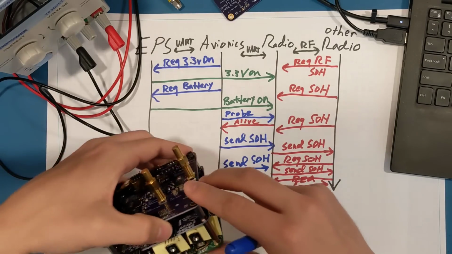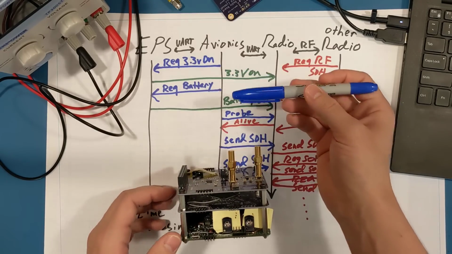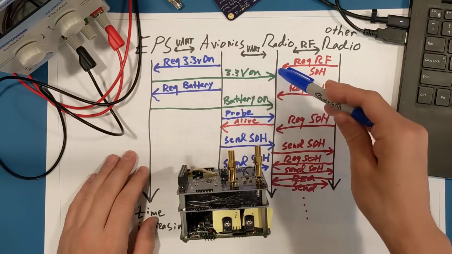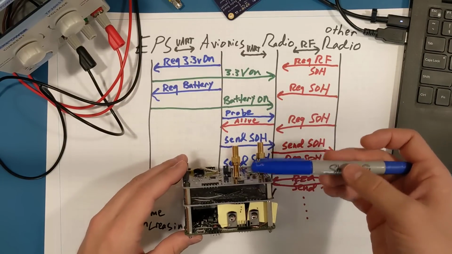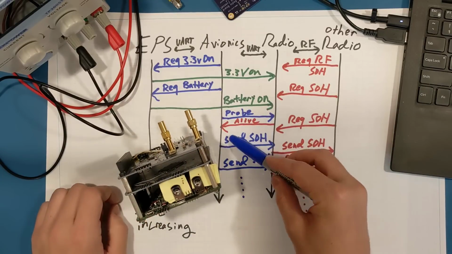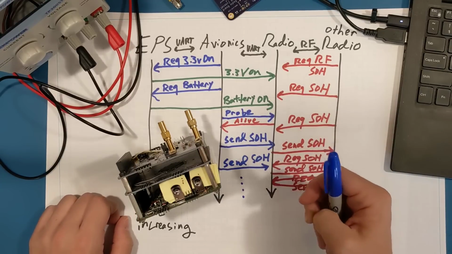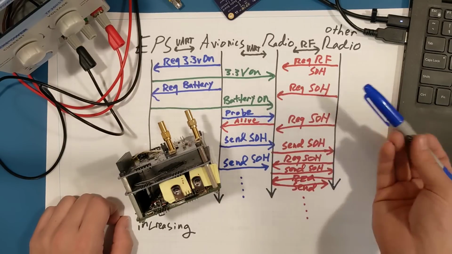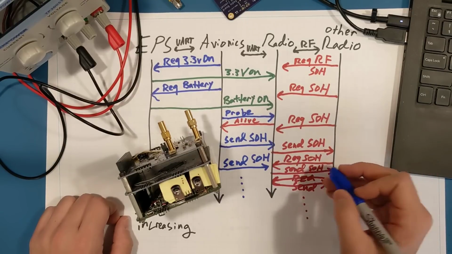Right. So the avionics board, which is again the board in the middle, requests that the EPS board, which controls all the power, turn on the 3.3 volt rail, turn on the battery. Then the avionics board talks to the radio, makes sure that the radio is alive, and then it sends the state of health to the radio, and the radio caches that. The radio then waits for any incoming request. Once it sees an incoming request for the state of health, it will then respond with the cached state of health.